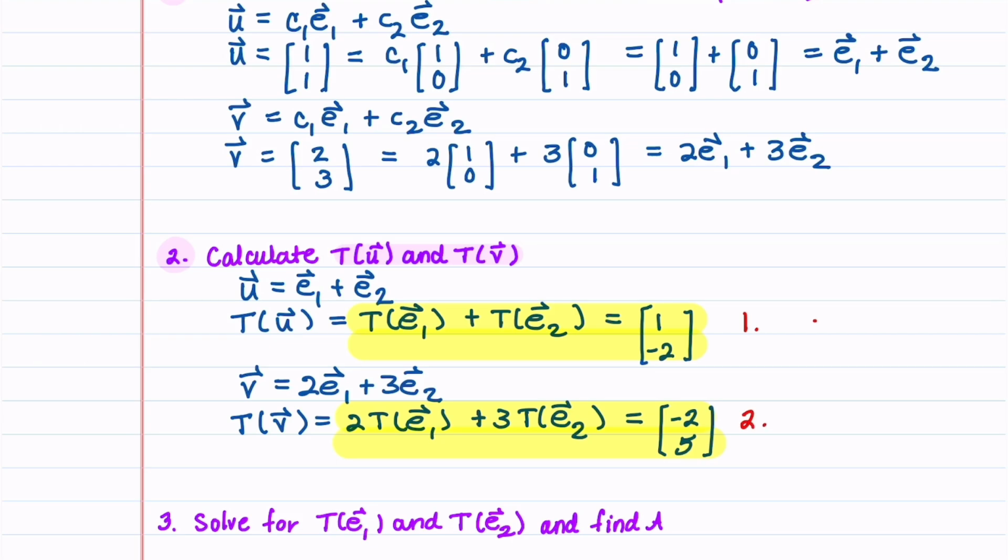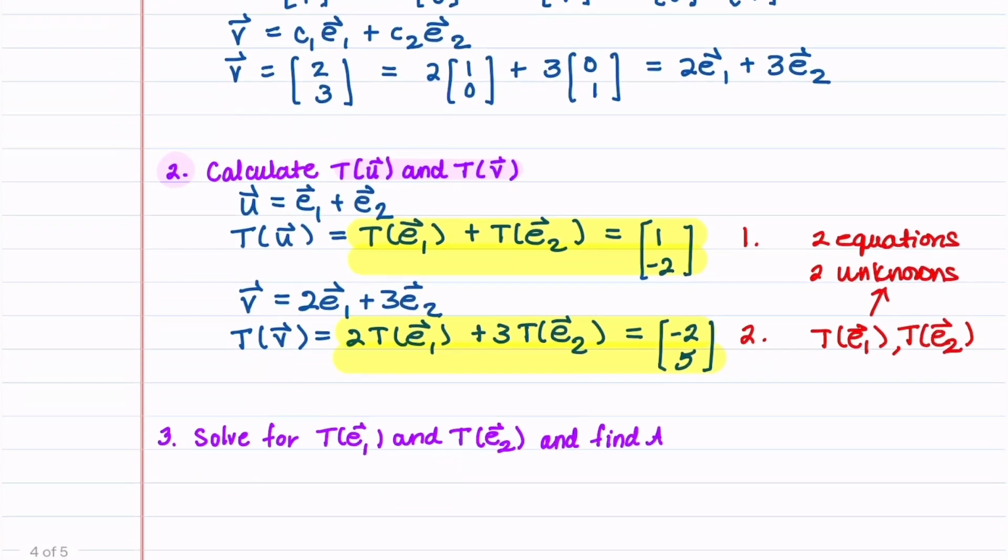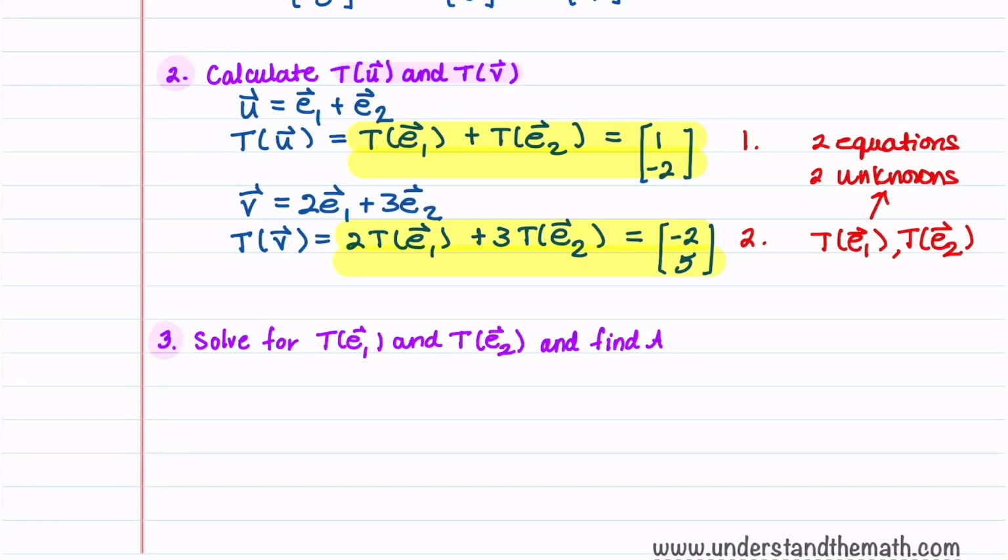We have two equations, and we have two unknowns. And our unknowns are T of E1 and T of E2. Our last step is going to be to solve for T of E1 and T of E2, and then write down what A is. In equation 1 up above, we can solve for T of E1. This gives us T of E1 is equal to the vector 1, -2 minus T of E2.